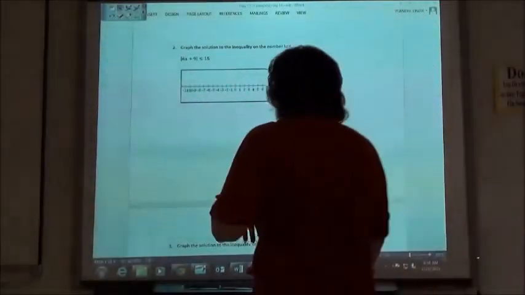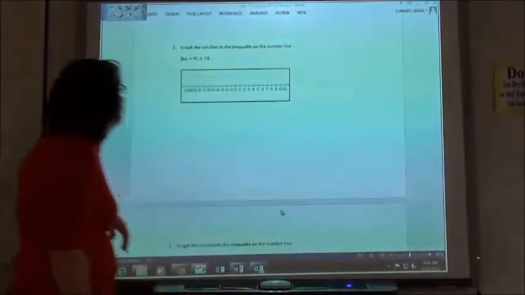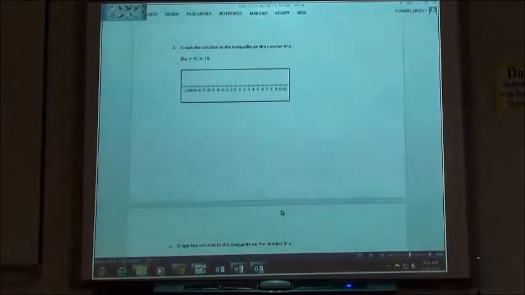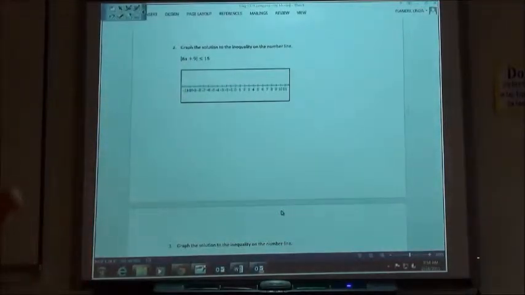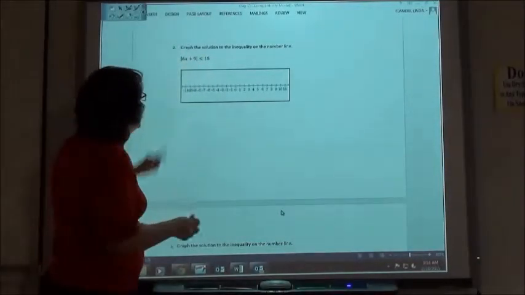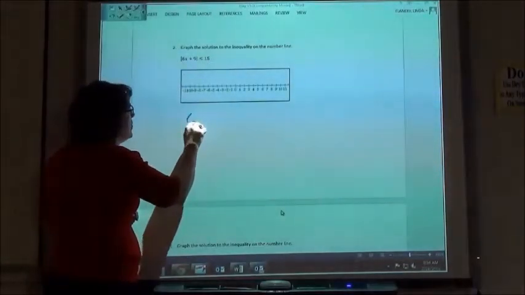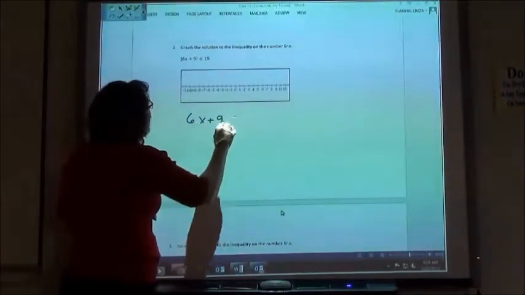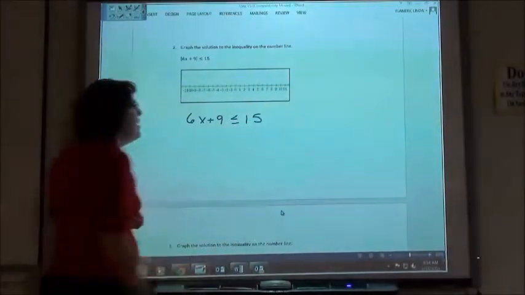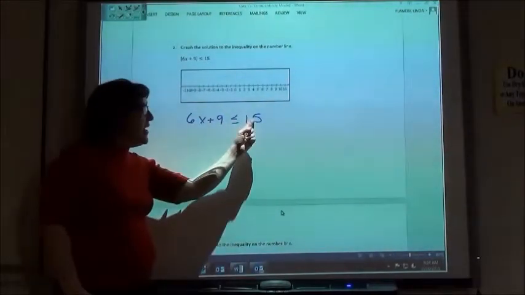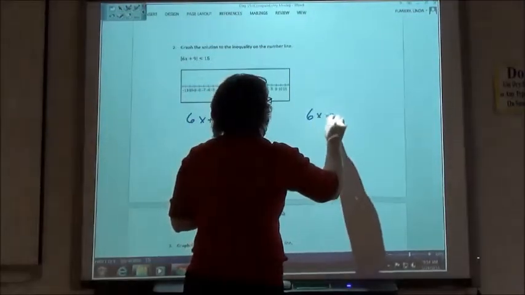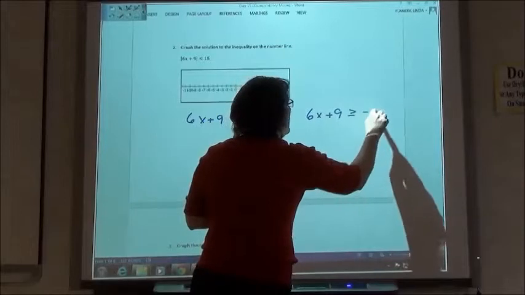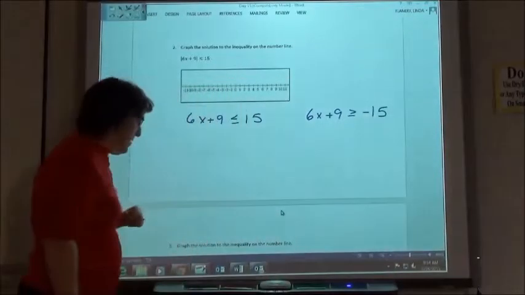All right, and number 2 says graph the solution to the inequality on the number line. We have the absolute value of 6x plus 9 is less than or equal to 15. Again, we have the absolute value. We have to have our two different cases. First one, exact same problem, just without the absolute value. 6x plus 9 is less than or equal to 15. The second one, when we do the negative, we've got to reverse our inequality sign. So 6x plus 9 is greater than or equal to negative 15.